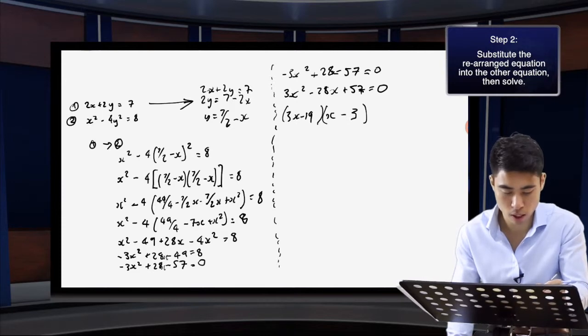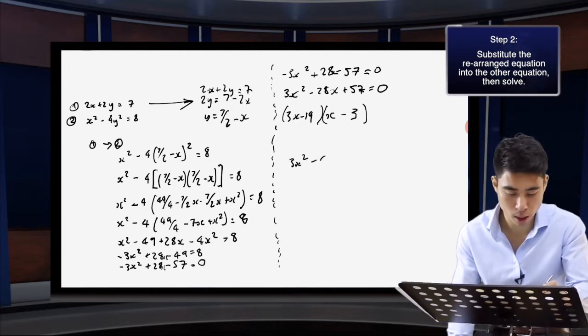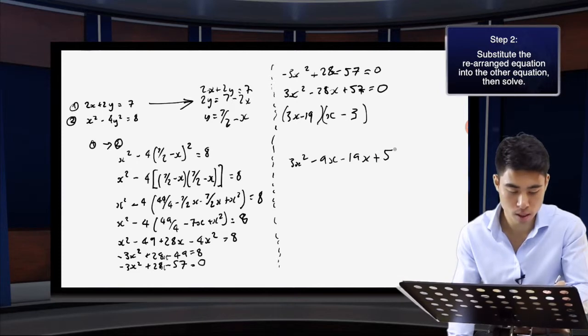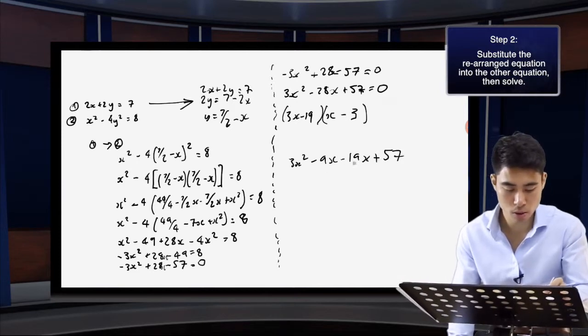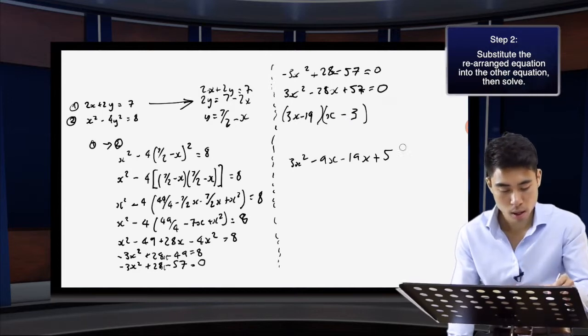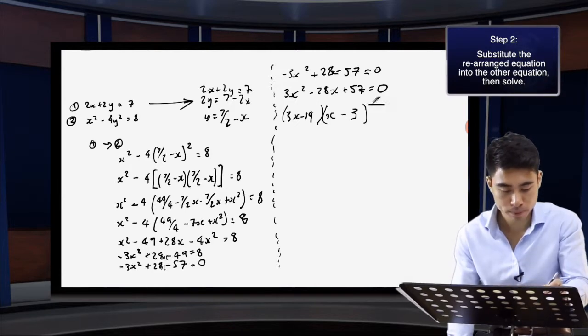So if you just think about it, 3x times x gives me 3x squared. Then I'd have 3x times minus 3, minus 9x. Minus 19 times x gives me minus 19x. Minus 19 times minus 3 gives me plus 57. Okay, so those two do indeed give me minus 28x there. So that is the expression on the left hand side correctly factorised, equal to 0.